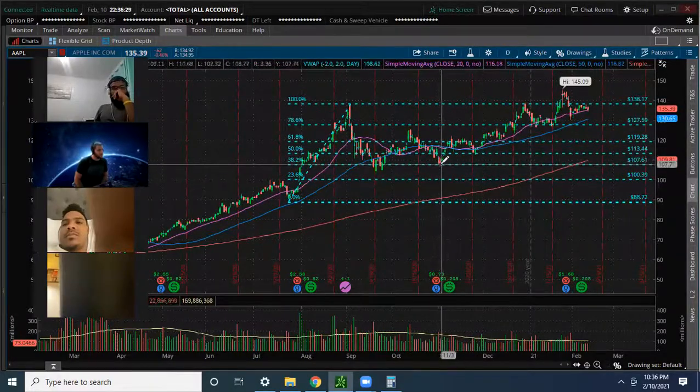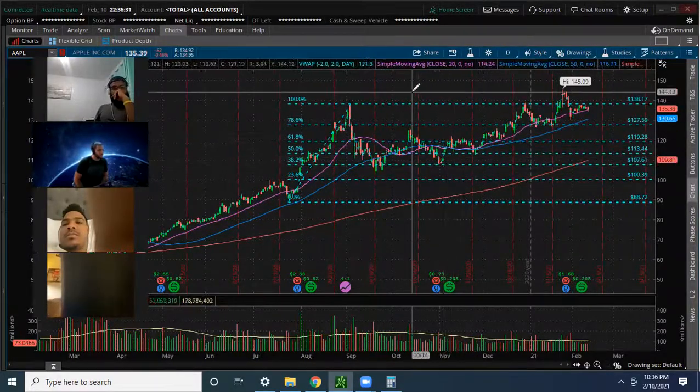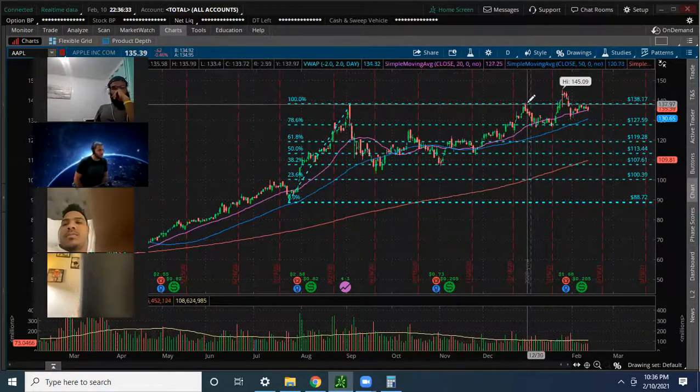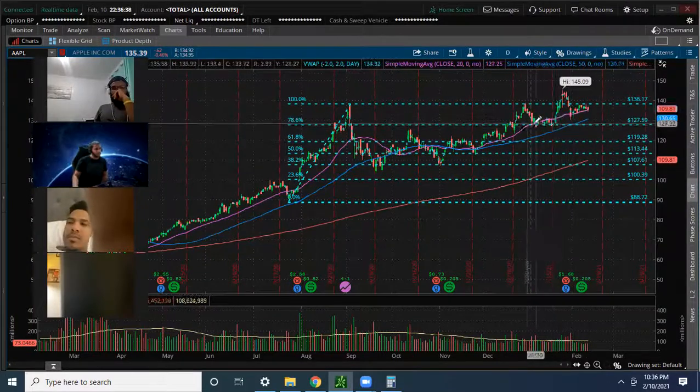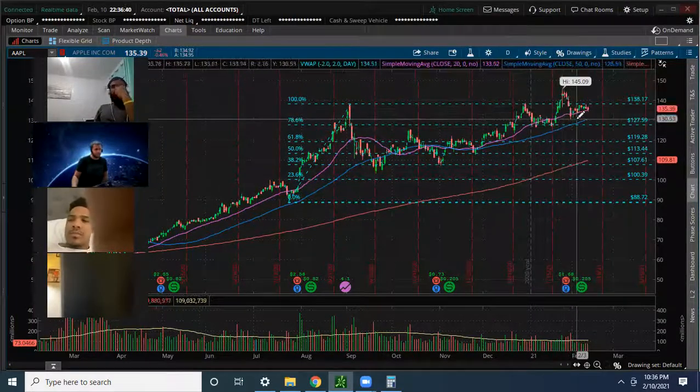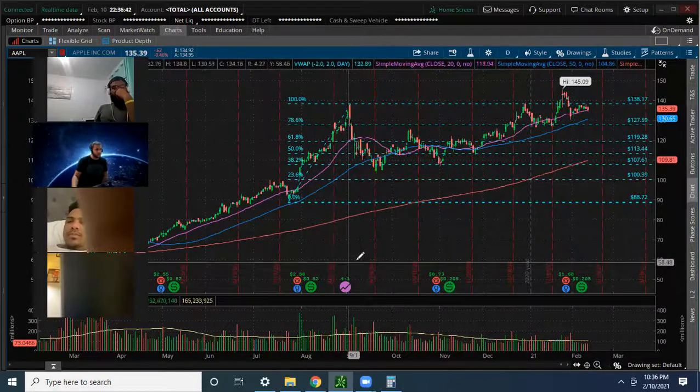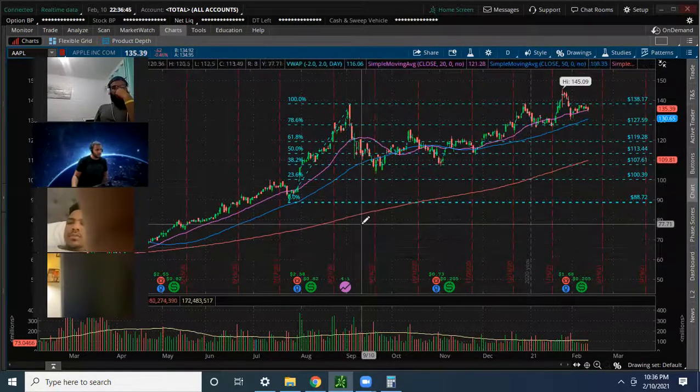Look how it bounced off this level. Look at how it bounced over here. That's wild. Look at this level over here. Look how it bounced off this level. Unbelievable, right? That's crazy, bro.